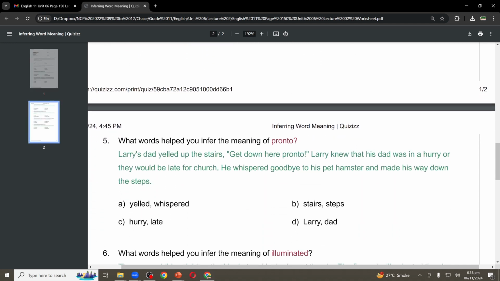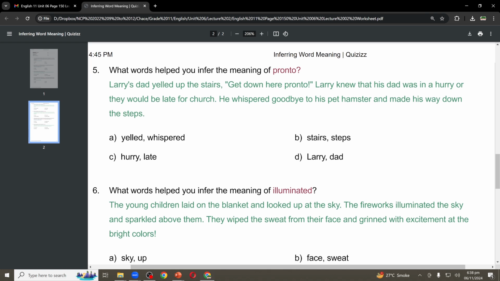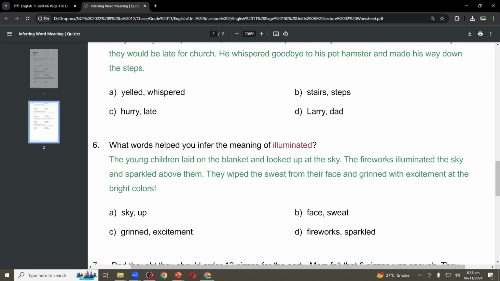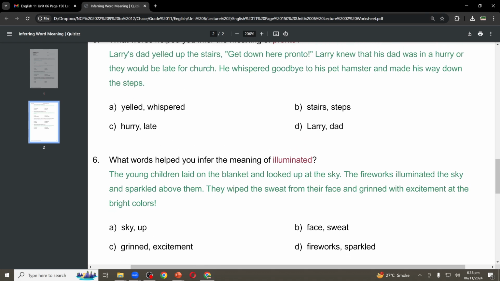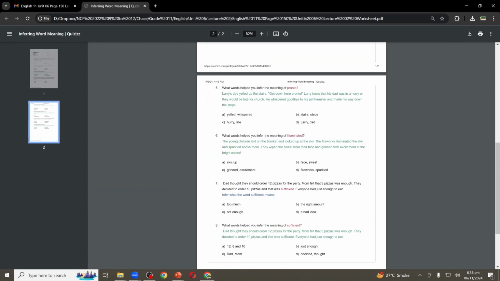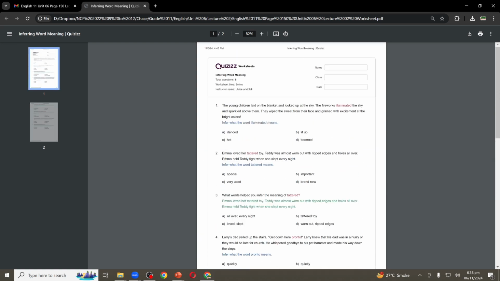And the last one, now all of the rest of the MCQs will be solved by you. What words helped you infer the meaning of pronto? Let's think. The words hurry and late, option C, helped us infer the meaning. So these are the context clues that we had, the synonym clues that we used to find the meaning. So solve all the remaining questions, the 5 remaining questions, by yourself, and practice your learning outcome.